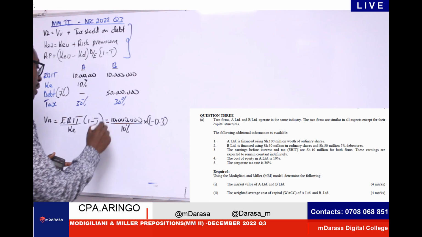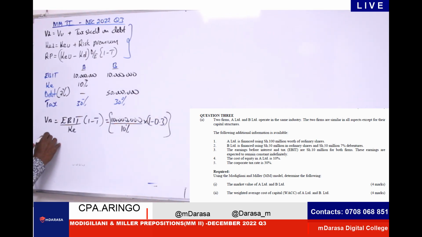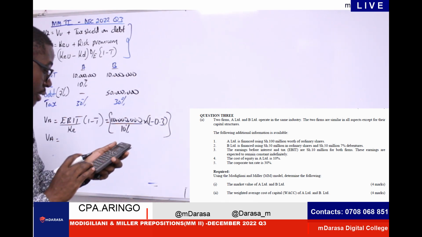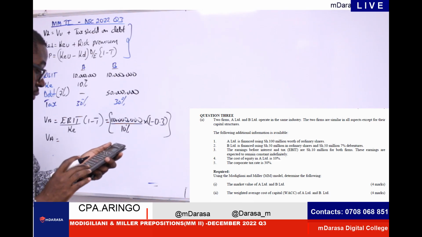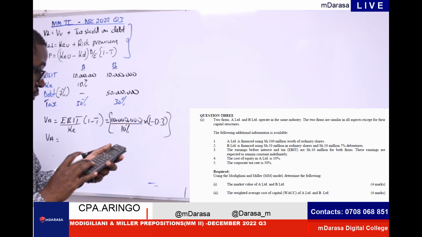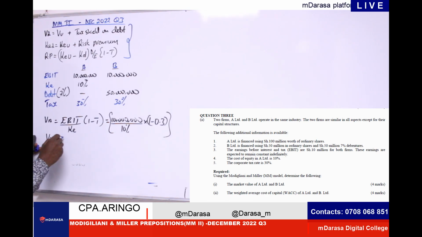So therefore, we can agree that this should give us the value of firm A, which we should be talking of what? 10 million divided by 10% times 0.7 to give us 70 million. So value of firm A, we are having a value of 70 million.